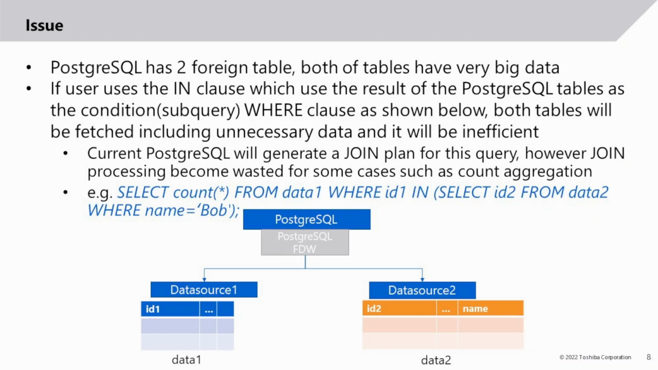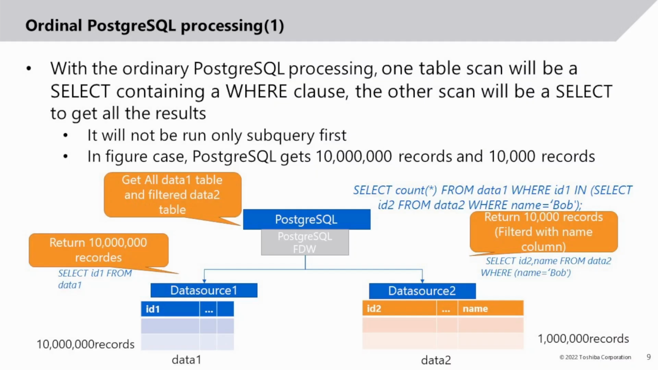This is the issue. Postgres has two foreign tables. Both tables have very big data. If the user executes a WHERE clause and IN clause using a subquery, such as the following tables and SQL, current Postgres will generate a join plan for this query. However, join processing becomes wasted for some cases such as count aggregation. I will explain how Postgres currently processes this with an example.